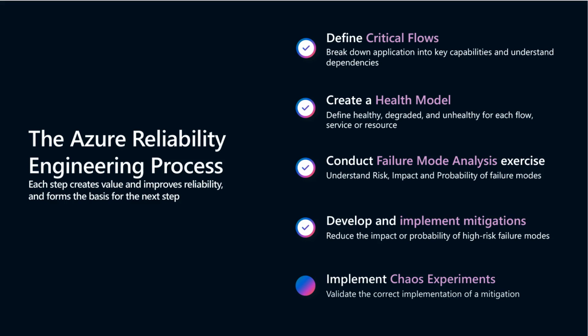To verify that your failure mode analysis and mitigations work, you apply chaos engineering, intentionally injecting faults to validate your app's resilience before real incidents occur. The Azure reliability engineering process begins by defining critical flows, building a health model, and analyzing failure modes to prioritize risks. Mitigations are implemented accordingly, then chaos experiments validate their effectiveness under real-world stress using tools like Chaos Studio. This approach moves resilience from theory to practice and protects your app proactively.